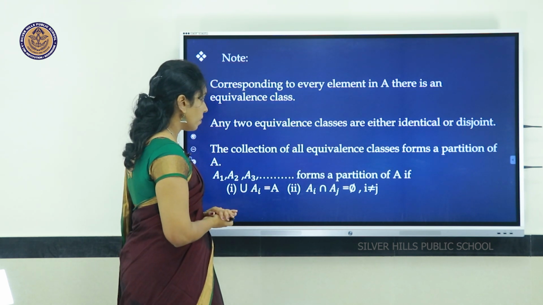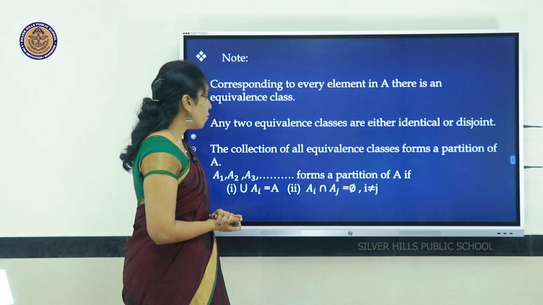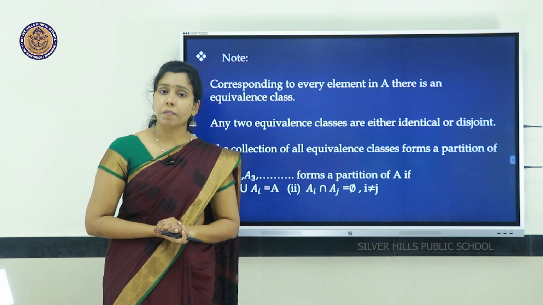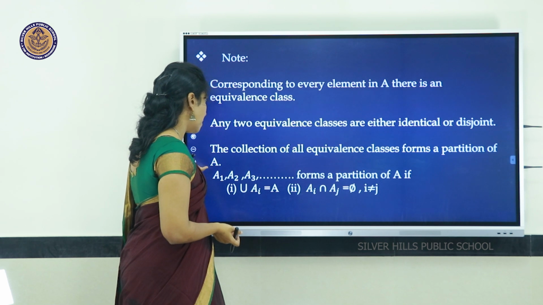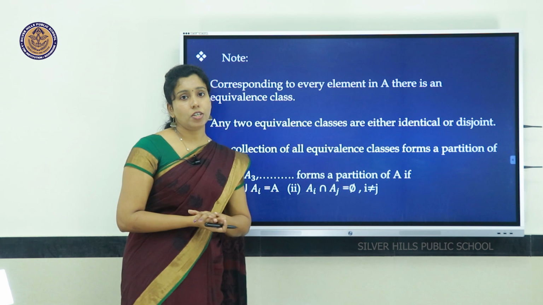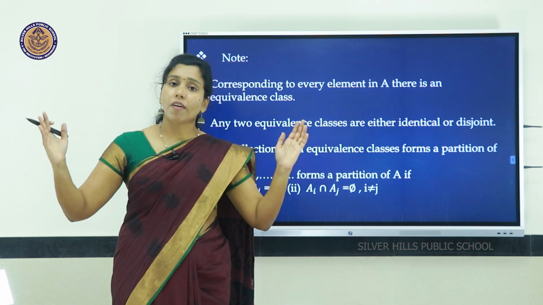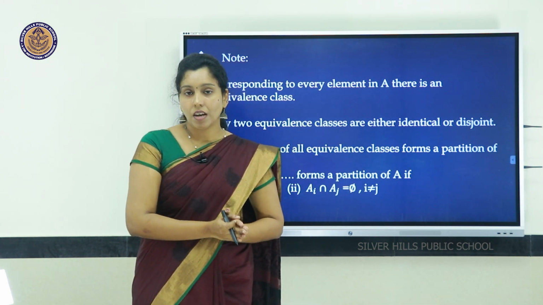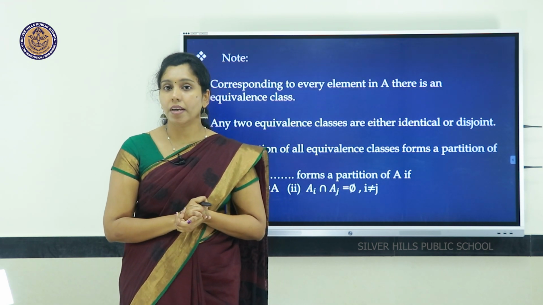Last one, the collection of all equivalence classes forms a partition of our set A. So, what do you mean by a partition of a set? If you have so many subsets A1, A2, A3, we say those sets form a partition of A if they satisfy two conditions. One is, if you find the union of all those subsets, you get the original set. Not only that, if you take any two sets, the intersection will be empty.